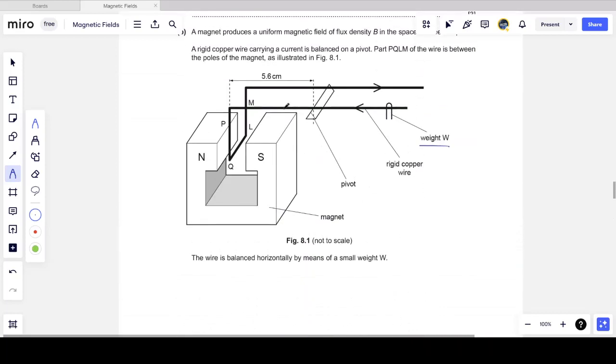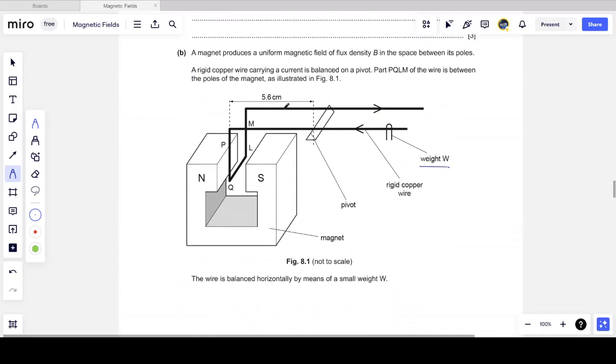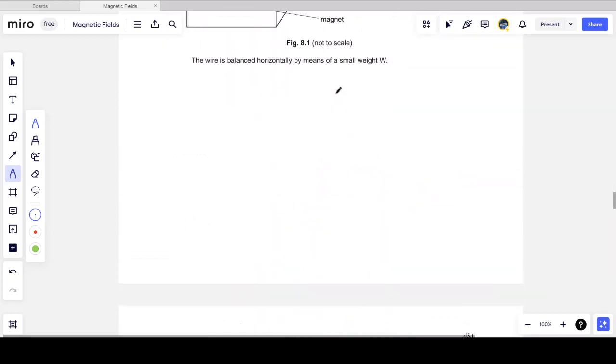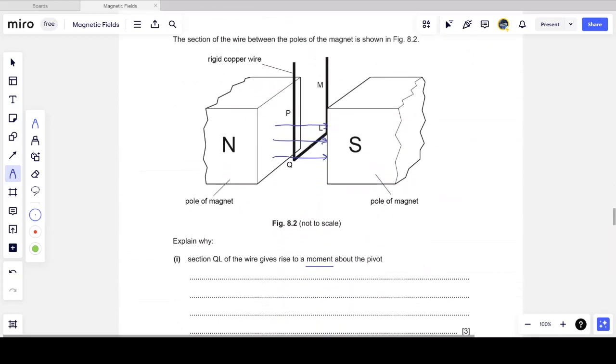Do we have the direction of current? We do have the direction of the current. So the direction of the current is from Q to L. It's going down from P to Q, Q to L, L to M, and then out on the other side. So here the current is going from Q to L.